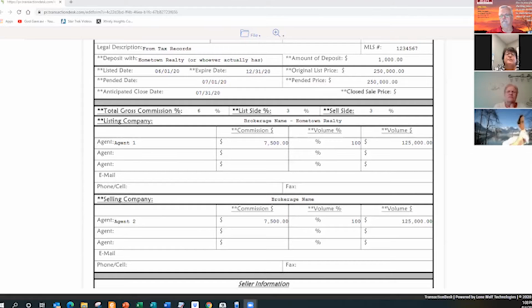In this instance, in my example, we've got one agent on each side. So that 125,000 volume is split 100% to this one agent. Always put the other agent on the sheet as well. Let's scroll on down.